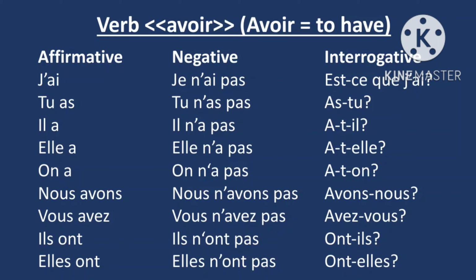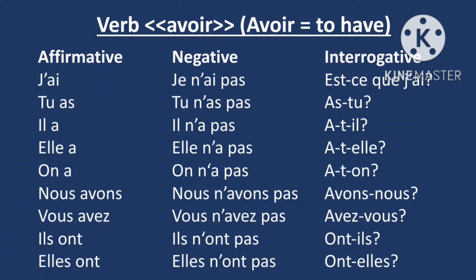The interrogative form: est-ce que j'ai, as-tu, a-t-il, a-t-elle, a-t-on, avez-vous, avons-nous, avez-vous, ont-ils, ont-elles. So for the first person singular we have used est-ce que. Then for all the others we have used the inversion form of interrogation.